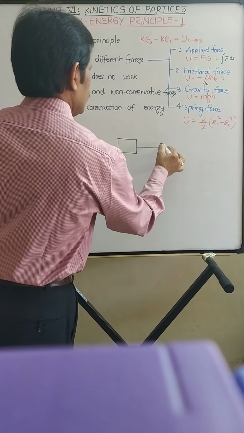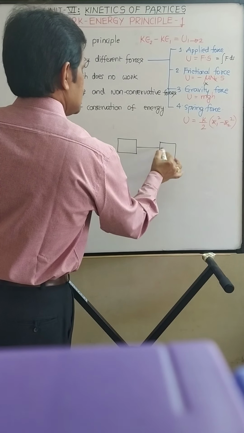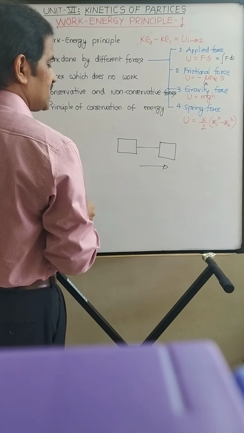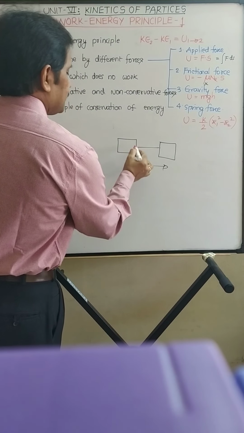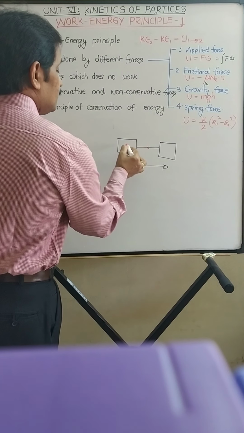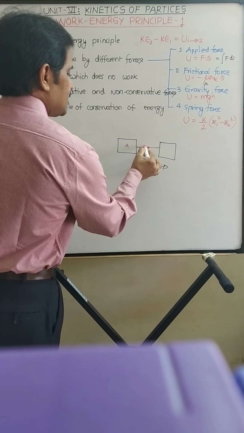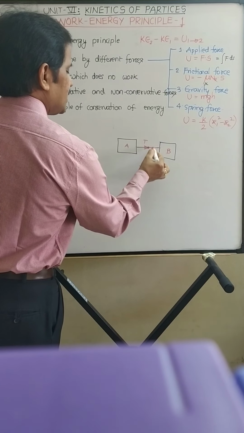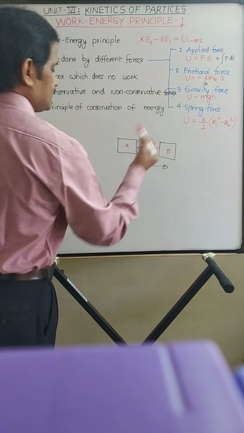suppose say this system is moving towards right and these two bodies are connected by a string. So if you consider any point on the string, for body A the tension is acting towards right, and for body B the tension is acting towards left, right?